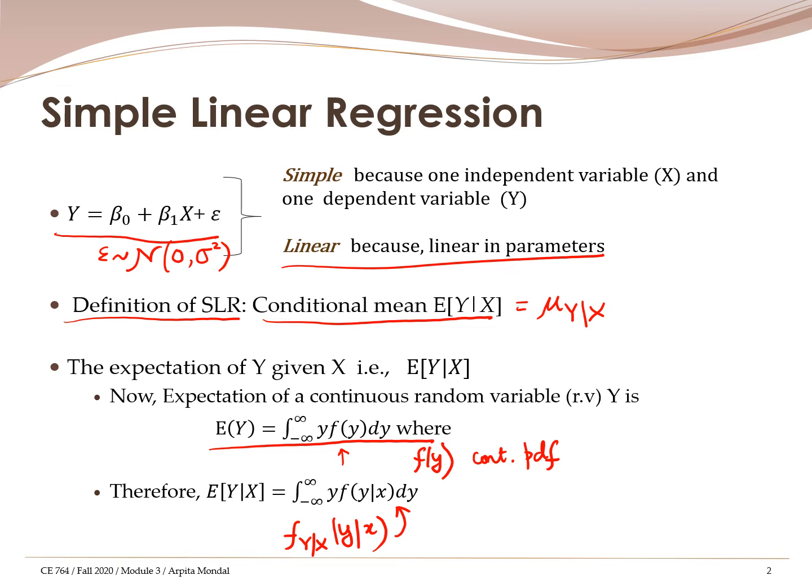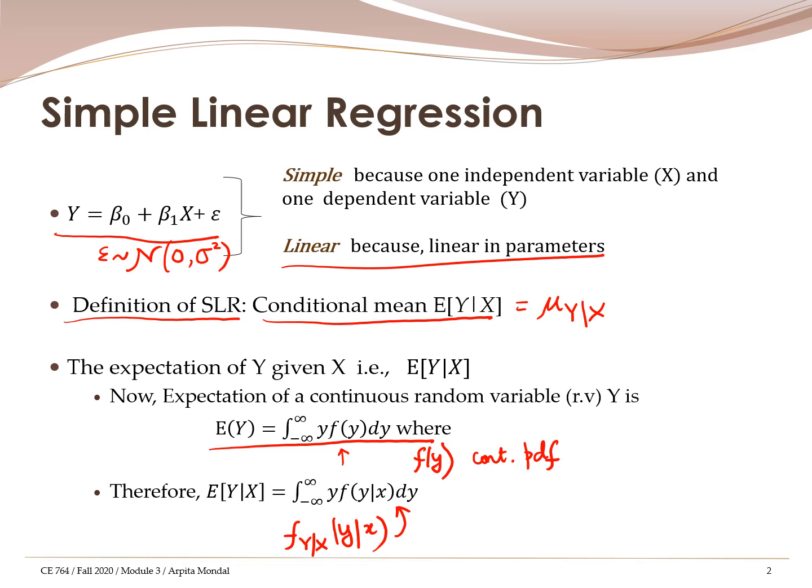This is how I should have written it in this expression. But loosely we drop this subscript y given x and we simply use the same f as the definition of a normal expectation. Strictly speaking, it's not so, but for all practical purposes we drop this subscript and use the same f. So this is what happens for a continuous random variable.